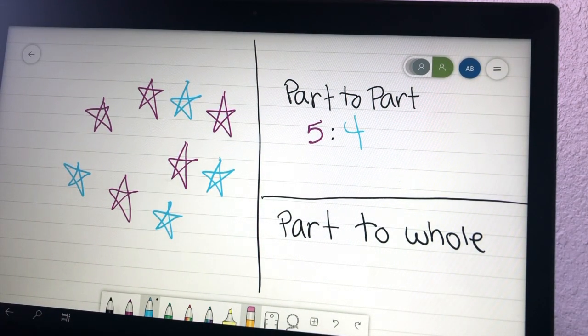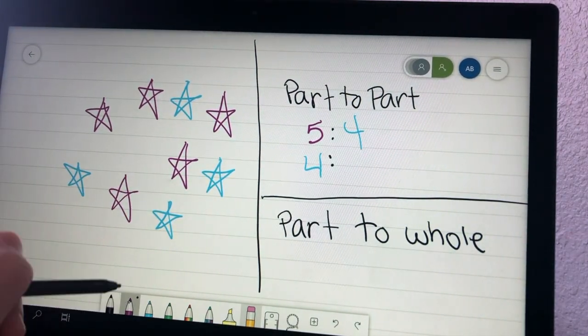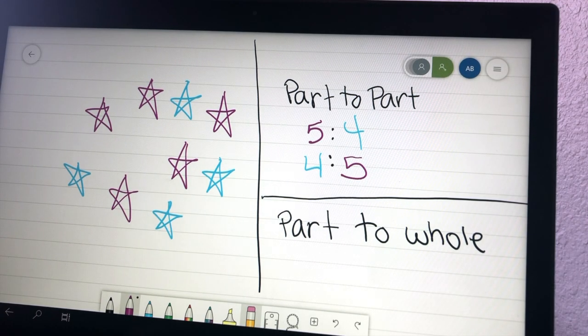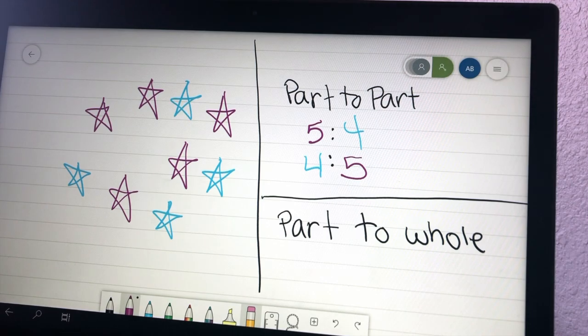Now, let's see what happens if I compare part to part with blue first. I have 4 blue to 5 purple. The ratio almost looks the same, but I can see which one I was comparing first. Let's move on to part to whole.